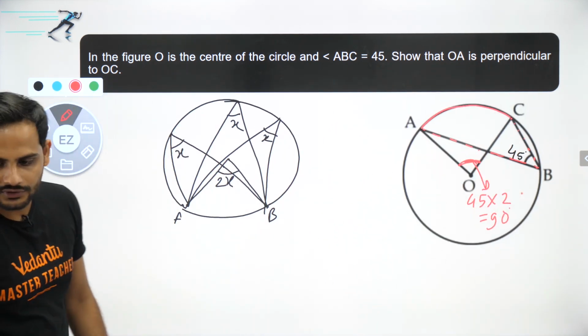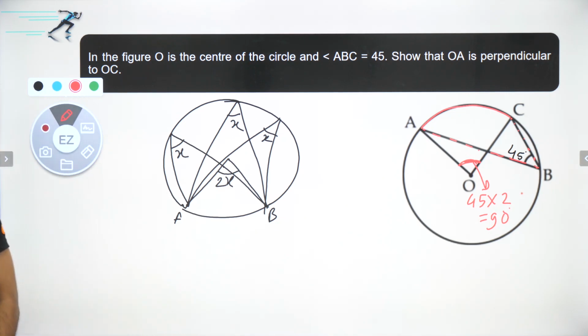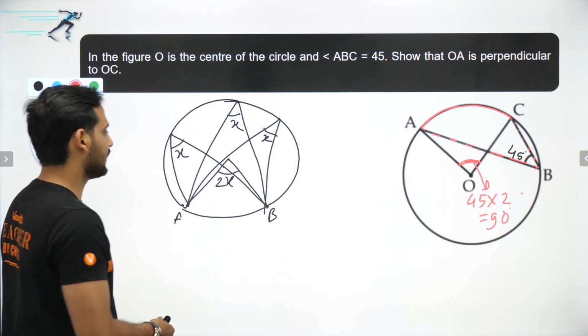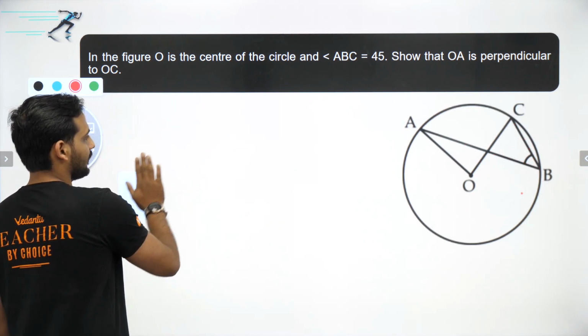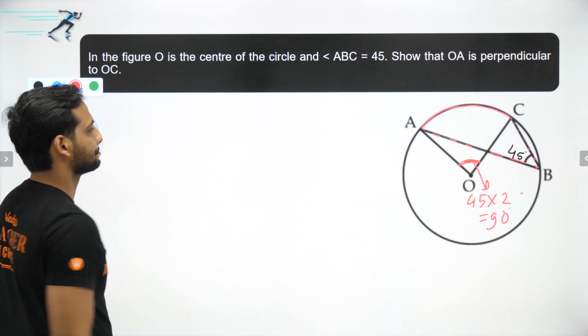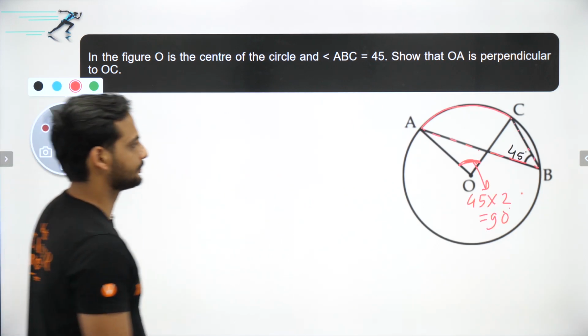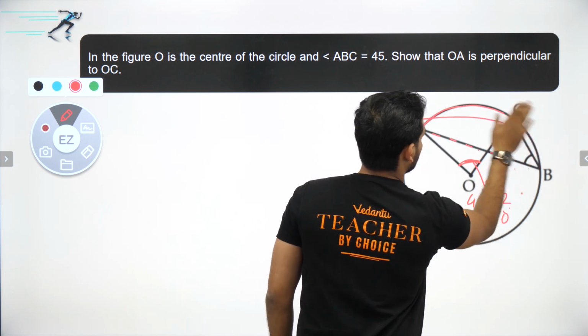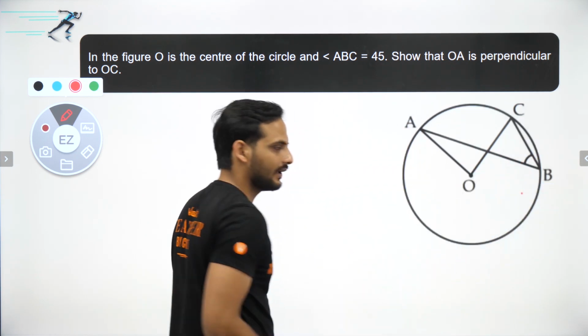Okay, so this is how this question can be easily done. Don't worry about it. These questions are, bachon, very easy, very easy. Okay, chalo, let's move to the next part. Done? Chalo. Proof of this part also, you can do it very easily.